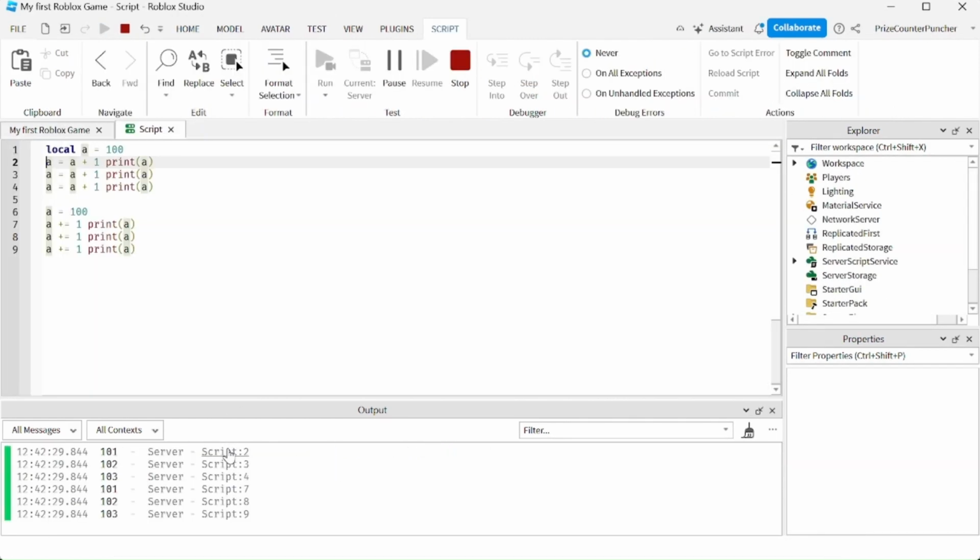And there you see it. So here on line number 2 is printing 101, 102, 103. And we go down to line number 7. It's also printing 101, 102, and 103.